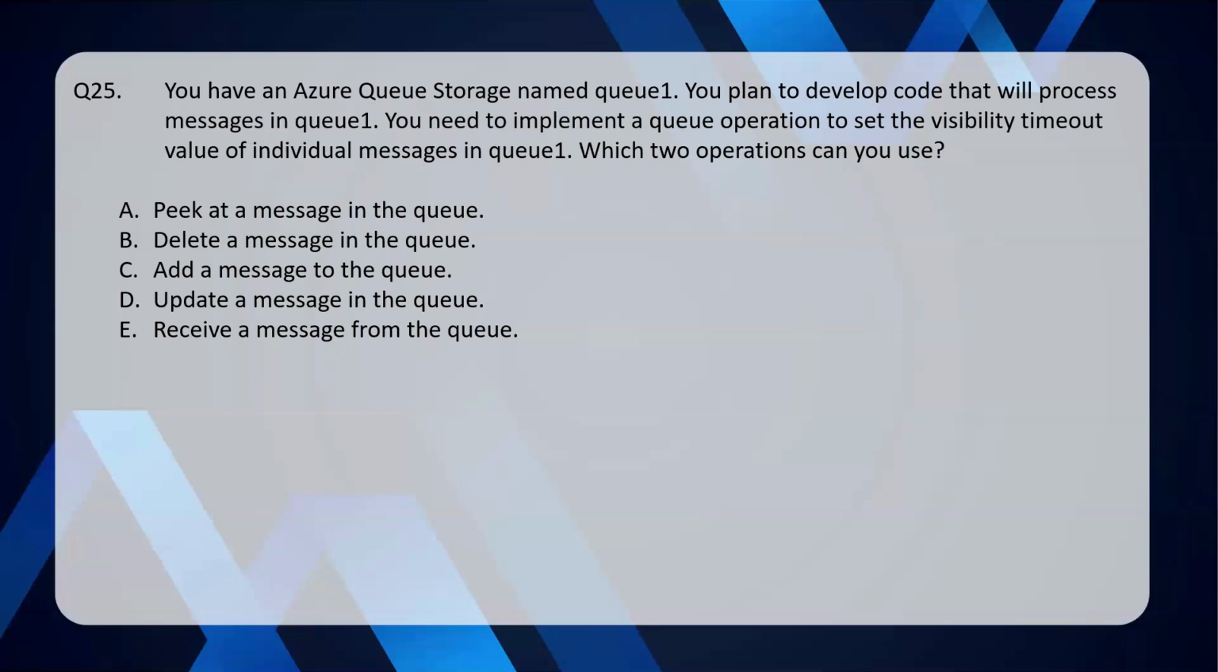And friends, the two correct operations that you can use here are receive and update a message. When you receive a message, you can specify the initial visibility timeout. You also get the pop receipt, which is required to later update or delete the message. This makes the message temporarily invisible while you process it. Now, after receiving the message, you can update its visibility timeout using the update message operation. This is useful if your processing is taking longer and you want to extend the invisibility period.